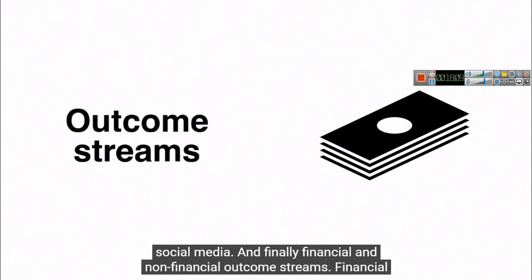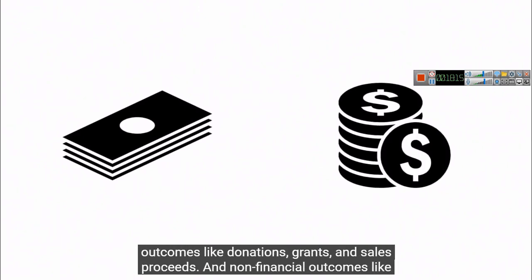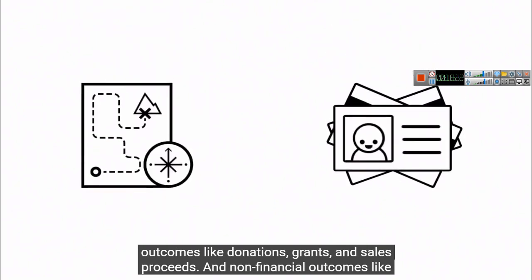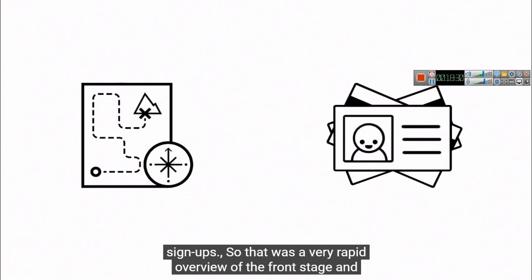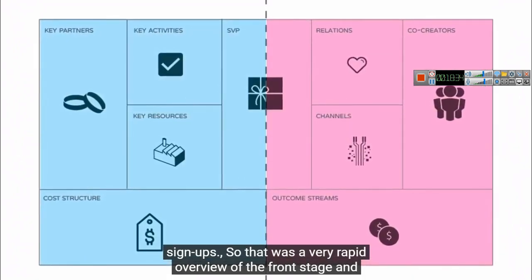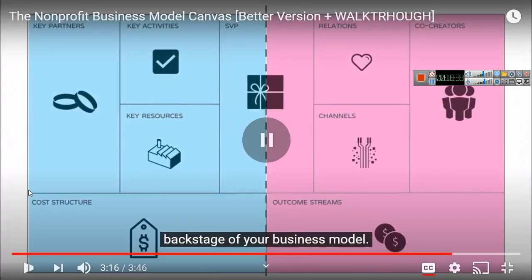And finally, financial and non-financial outcome streams. Financial outcomes like donations, grants, and sales proceeds, and non-financial outcomes like behavior change, social impact, mission-related milestones, and membership signups. So that was a very rapid overview of the front stage and backstage of your business model.